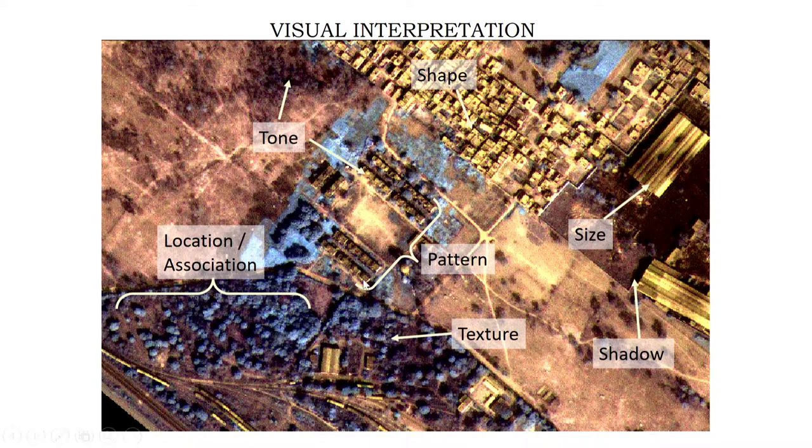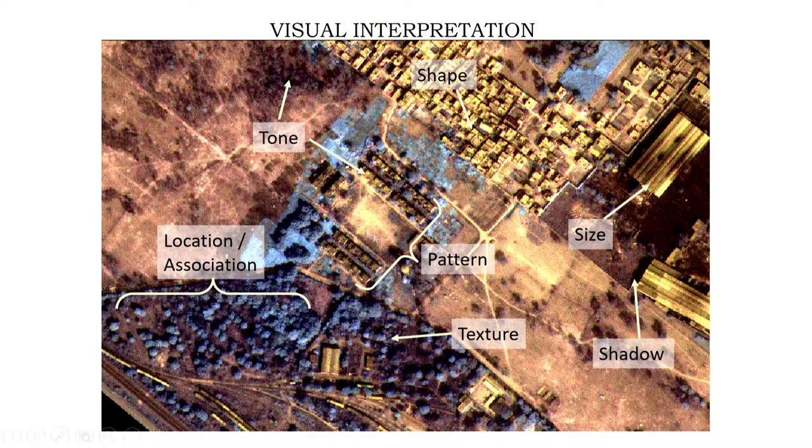If the buildings are arranged regularly or not arranged regularly, that can also help us in identifying some objects. And last is the tone. Tone means the color. You see these buildings, they have a yellow color, and what you see in this is basically the bare soil. So based on color and association, association means if there is a building and there is a chimney near it, then you can easily say this appears to be a factory.